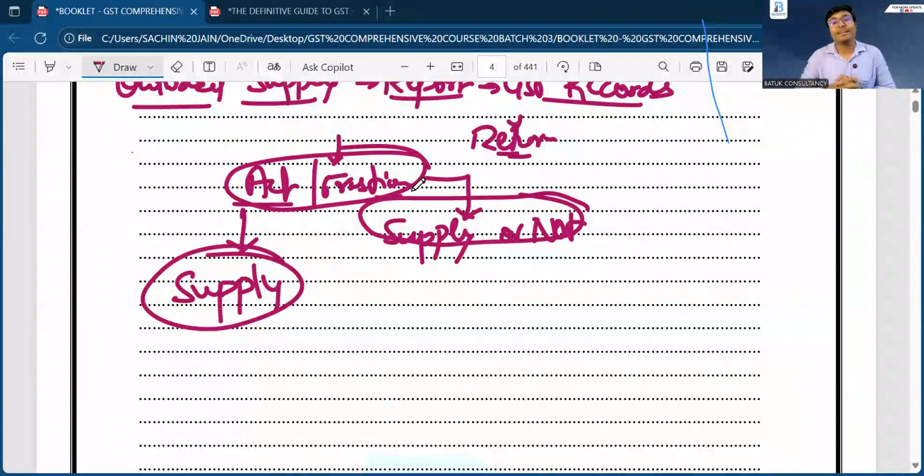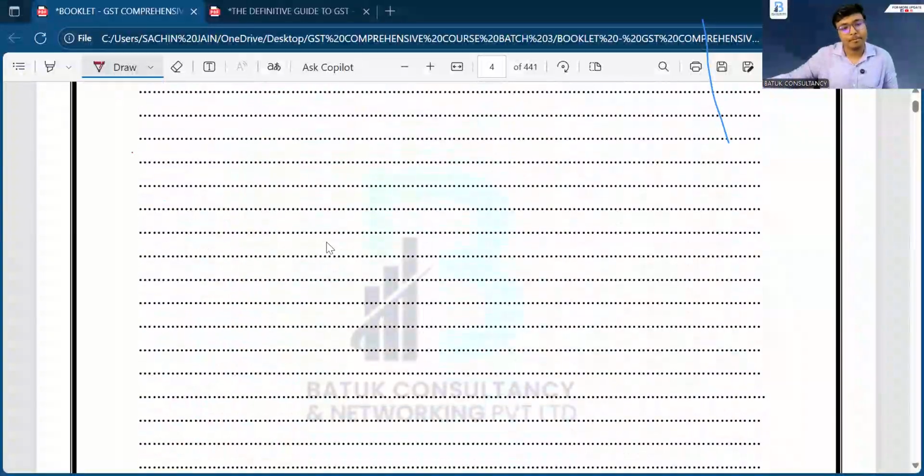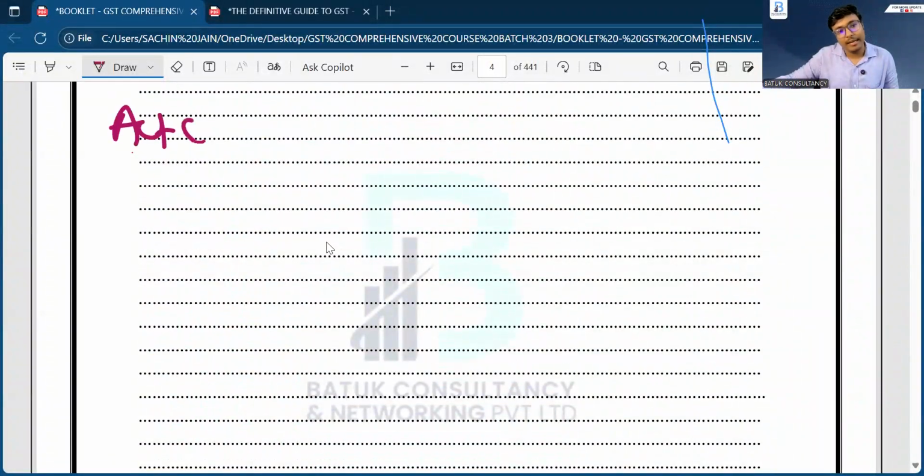So now we'll try to identify how an activity or transaction becomes supply. There may be 1,000 transactions in a business, but whether every activity or transaction will become supply or not, that is a big question. So now we'll discuss how an activity or transaction becomes supply.